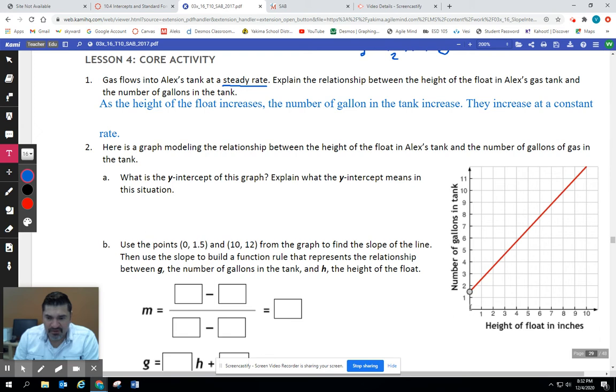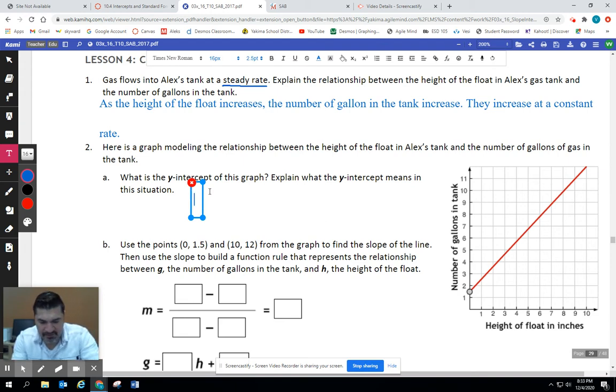If I'm going to give this a coordinate name, though, I have to give my x value first. So my x value is 0. My y value is at 1.5. So I'm going to go ahead and type that in as coordinate (0, 1.5).